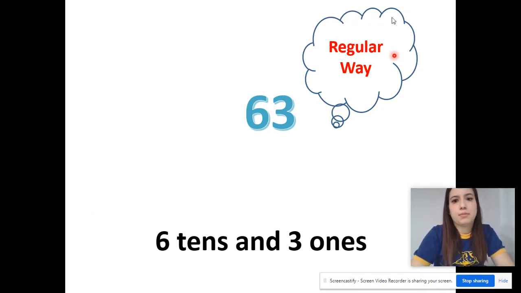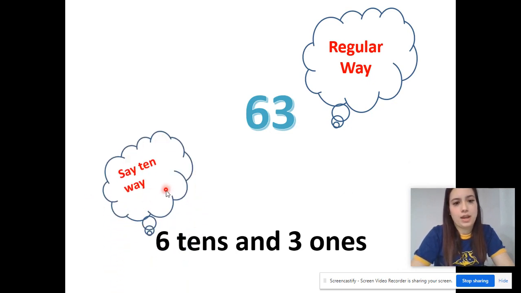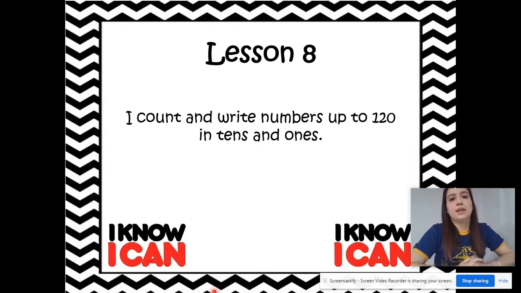Okay, so we can say a number the regular way, and we can say a number the say 10 way. And the say 10 way just means, boys and girls, that you could write it out in tens and ones. So for our learning goal today, it says I can count and write numbers up to 120, because remember, we're almost second graders. So I can count and write numbers up to 120 in tens and ones, just like I gave you an example. So let's start.